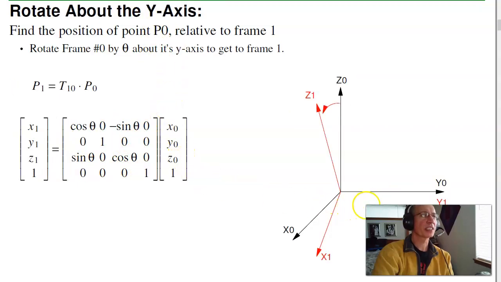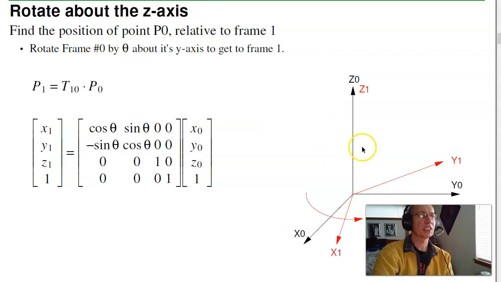About the y-axis, again, I start in reference frame 0, the black reference frame, rotated by theta. Y0 stays the same. That's this number here. The x-coordinate changes by cosine on the x-axis and sine, and the z becomes cosine minus sine. Likewise, if I rotate about the z-axis, the z stays the same. X and y become cosine, and the opposite diagonal is sine, minus sine. So that's the rotation matrix.